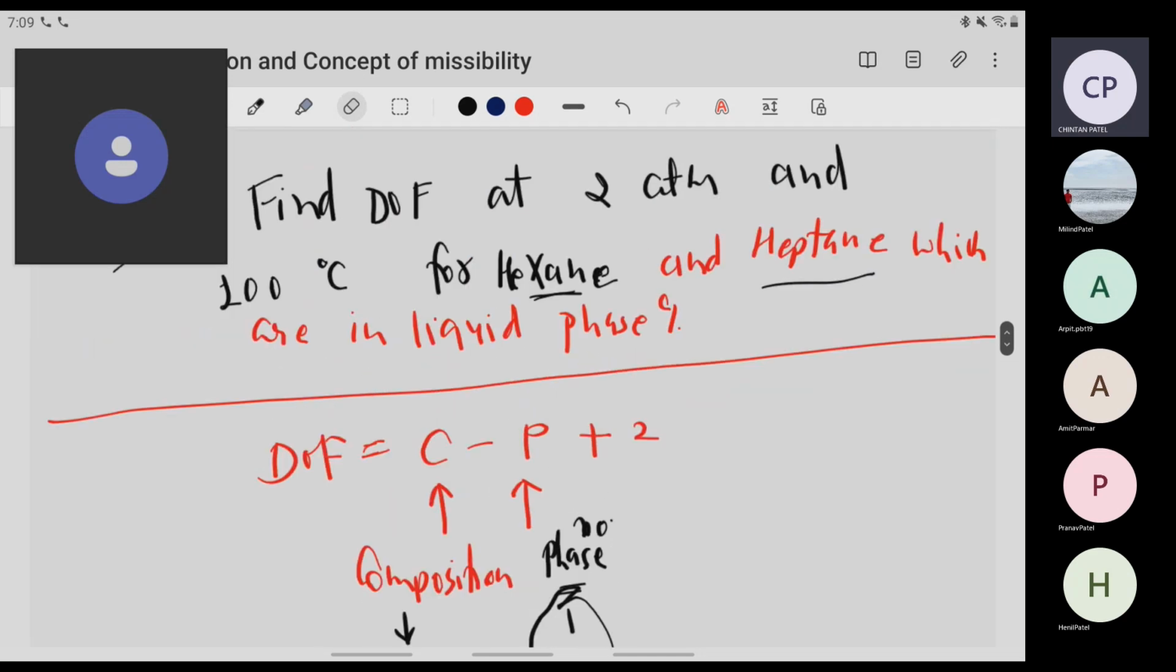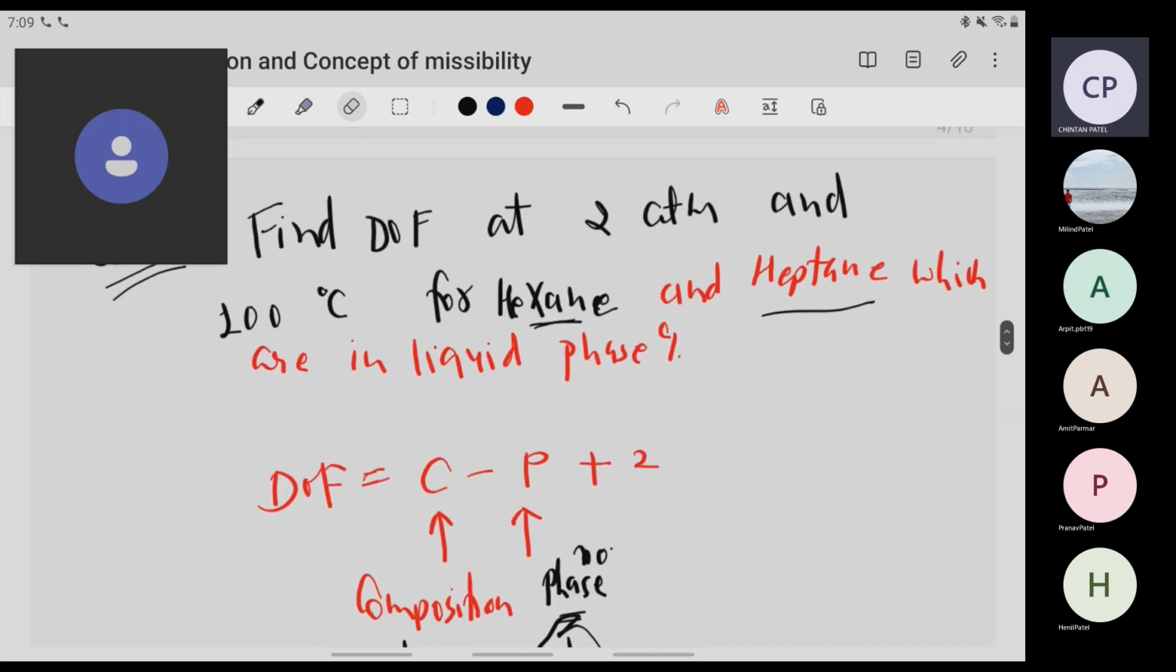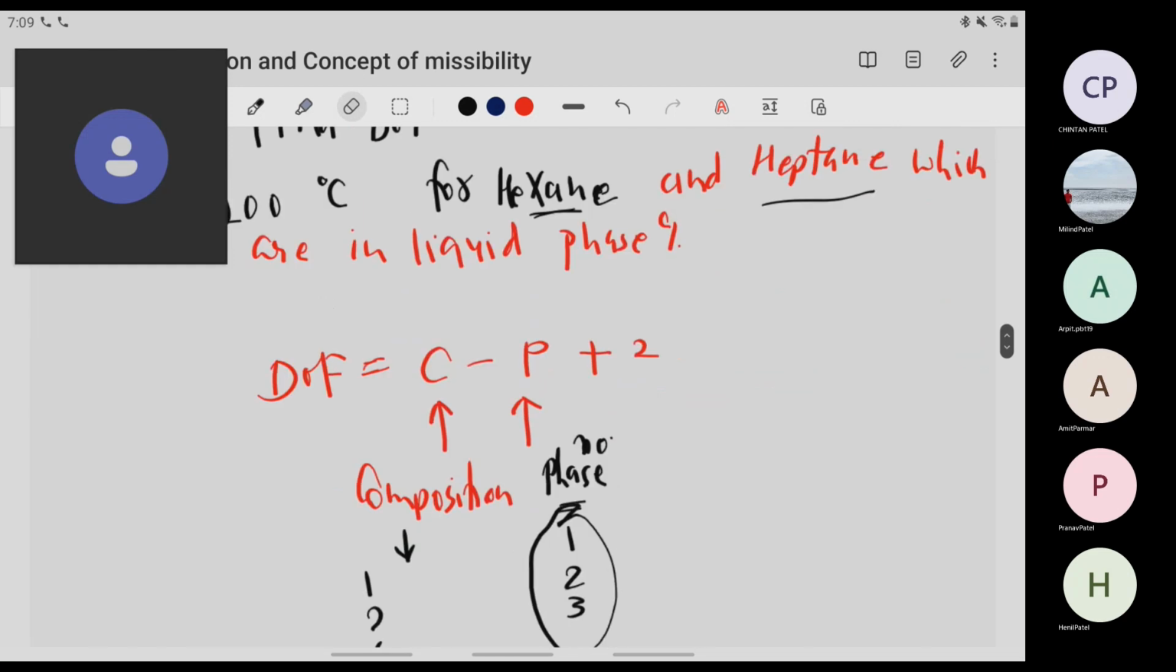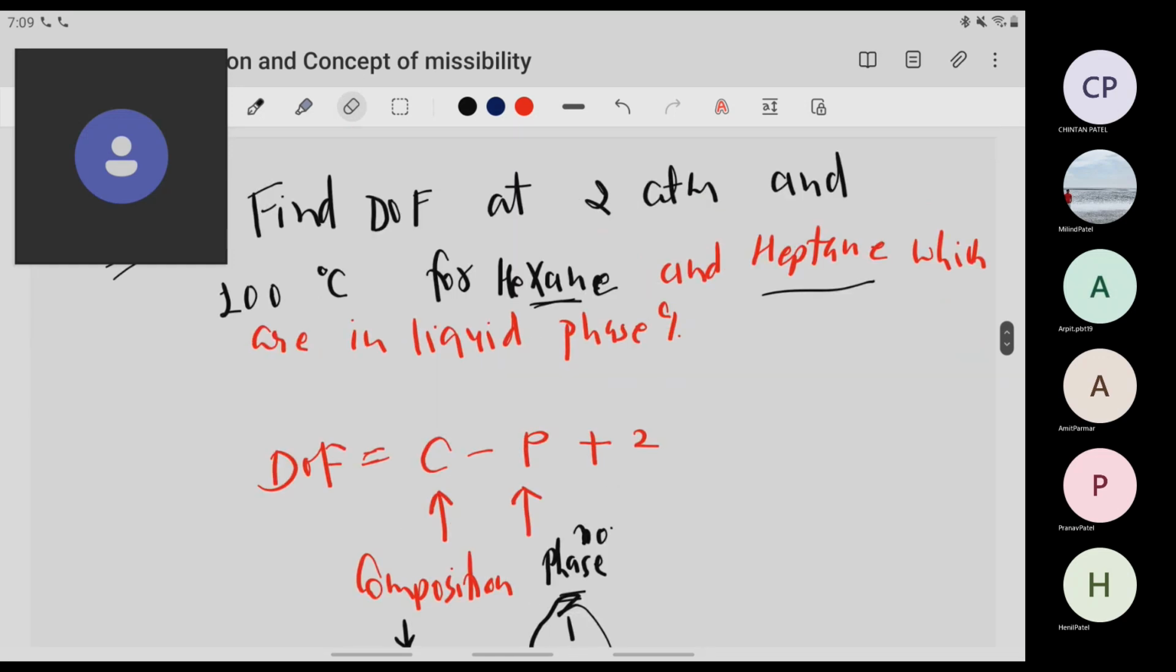So can you give me the answer? What should be the answer for this? C is the composition, P is the number of phases, 2 is the constant. So what is the degree of freedom here?